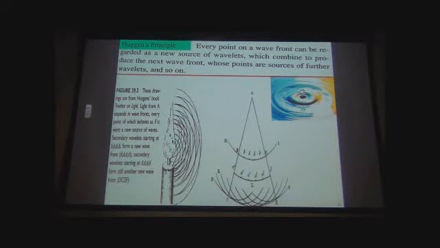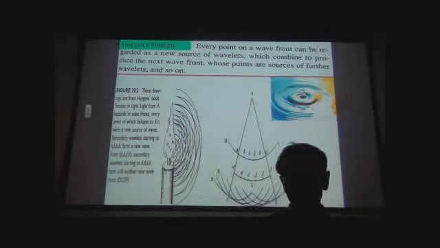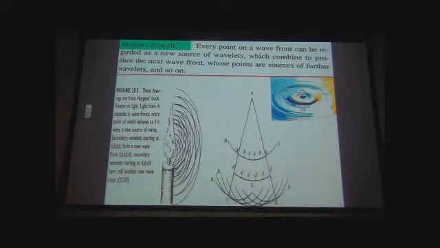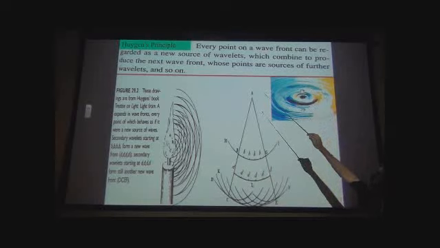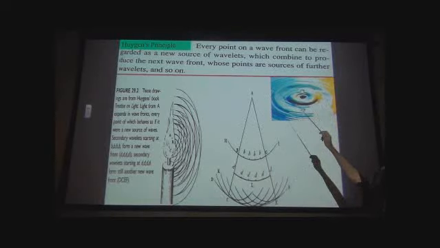Okay, we are continuing with the topic of light. This is chapter 29 in, I think, the 9th edition of the book. So, Huygens principle. We're introducing the concept of Huygens principle, which is that every point on a wavefront can be regarded as a new source of wavelets, which then combine to produce the next wavefront and so on. What does this mean?